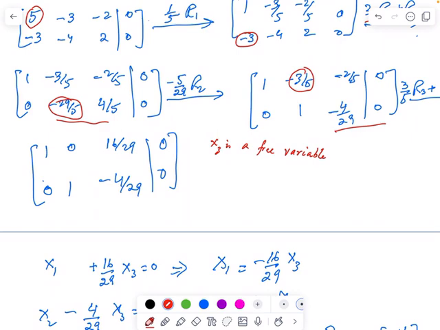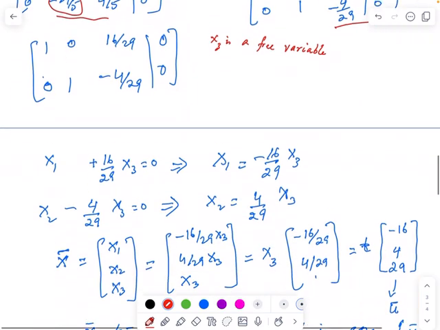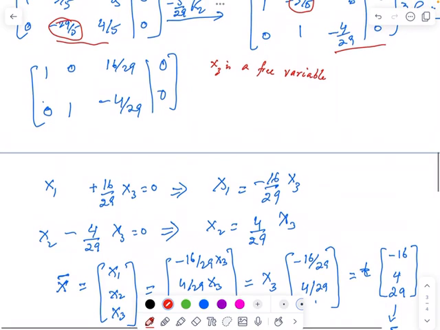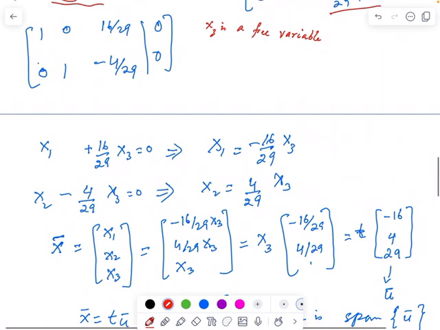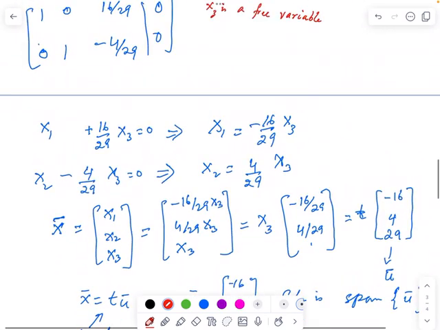Now I read and write down the equations. From the first equation, I have x1 plus 16 over 29 x3 is equal to 0, which will give me x1 equal to negative 16 over 29 x3. The second row equation is x2 minus 4 over 29 x3 is equal to 0, which gives me x2 is equal to 4 over 29 x3. So both x1 and x2 are being written here in terms of the free variable x3.